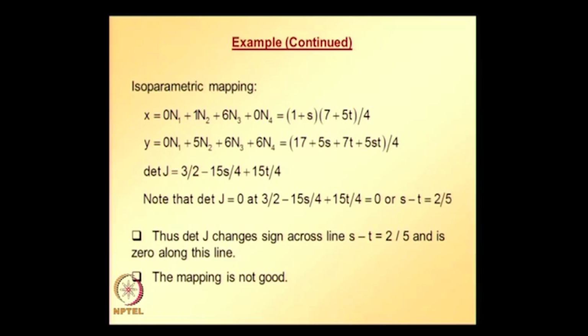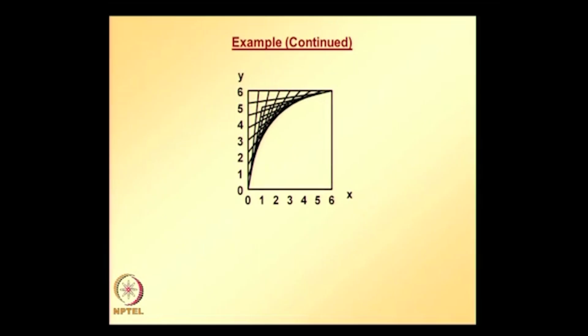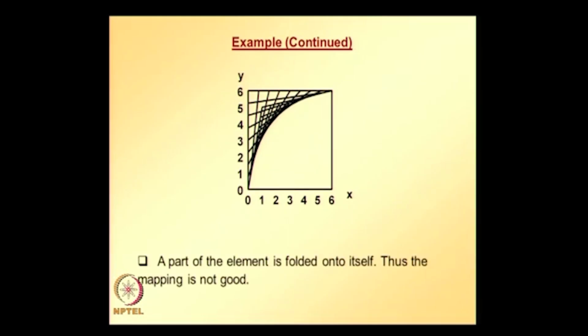And also we can plot, this is one way of checking mapping, that is using determinant of J. The other way is we can plot x and y using MATLAB or Mathematica with a little bit programming. So, if you plot x and y over the element domain S going from -1 to 1, T going from -1 to 1, you can easily see that a part of element is folded onto itself.